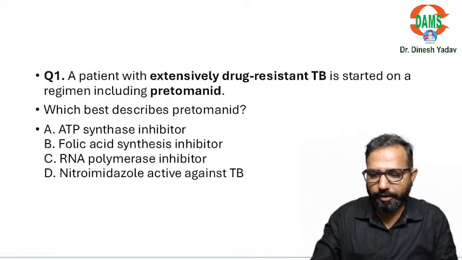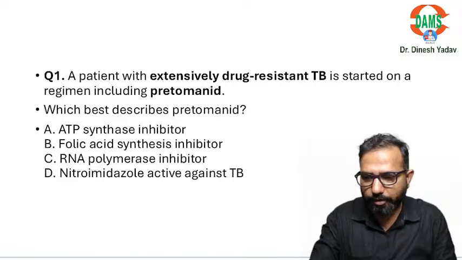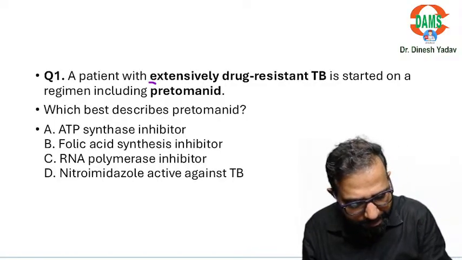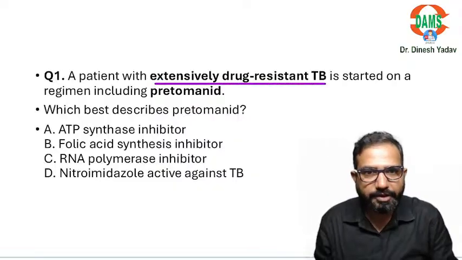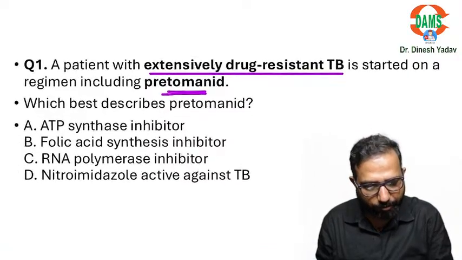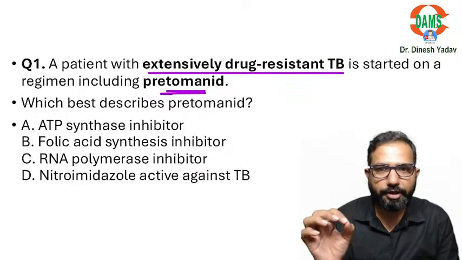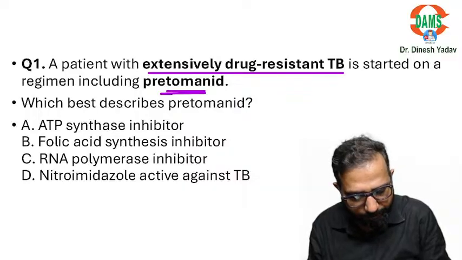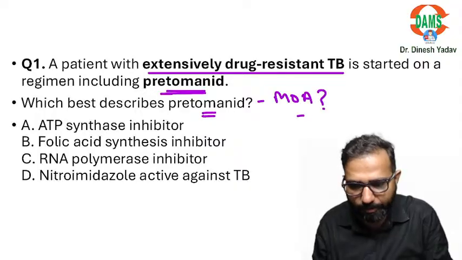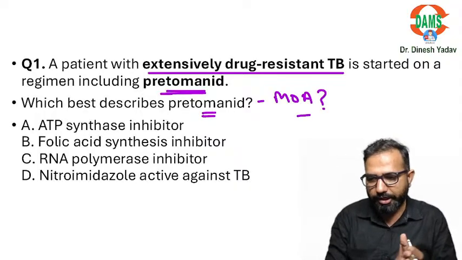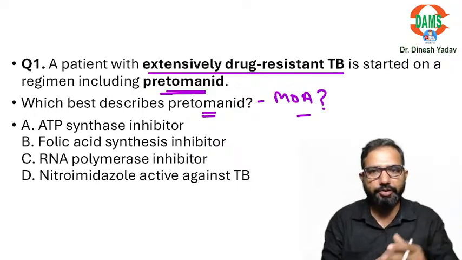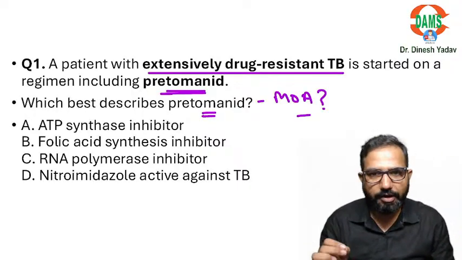Question number 1. A patient with extensively drug resistant TB is started on a regimen which includes pretomanid. A very important question regarding the newer anti-tubercular drug. What best describes the pretomanid mechanism of action? So basically they have asked about the mechanism of action. Please, I will take your doubts in the end. Please first focus on these MCQs.